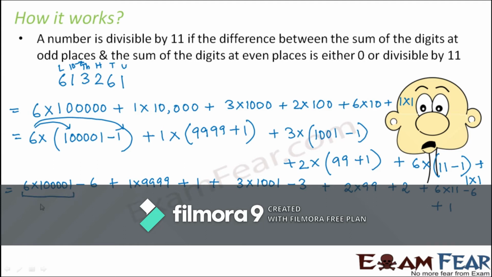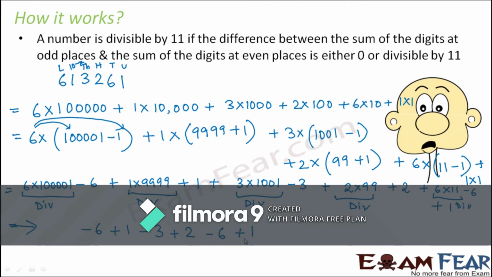Now these terms are divisible by 11. That is why we had chosen them, in fact. So these terms are all divisible by 11, so we are not worried about these terms. So what are we worried about? We are worried about the remaining terms. So let us look at the remaining terms. The remaining terms are minus 6 plus 1 minus 3 plus 2 minus 6 plus 1.